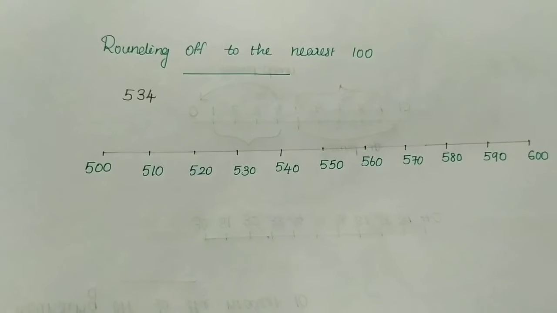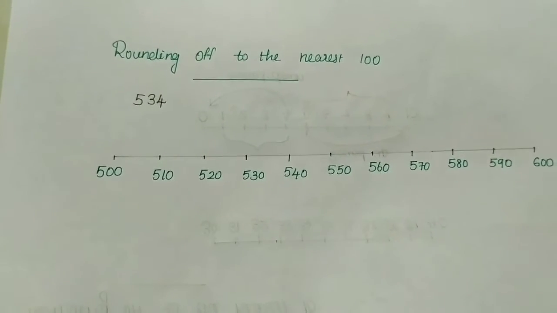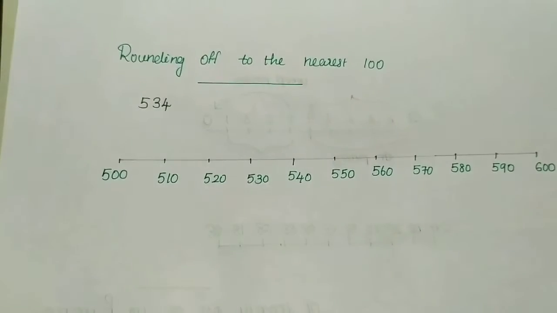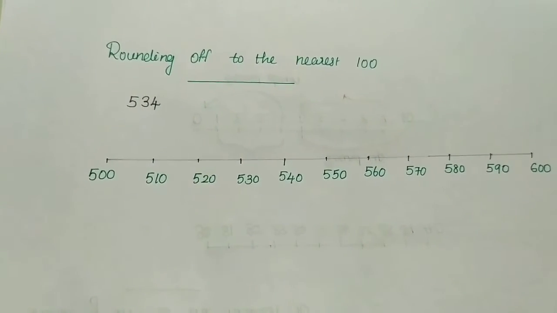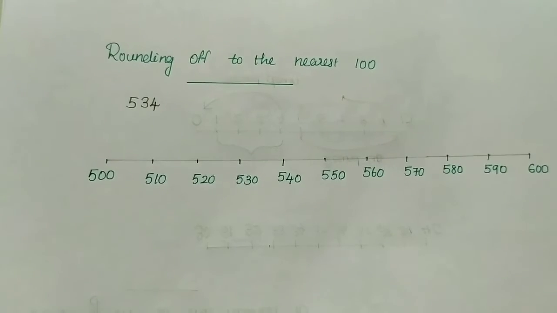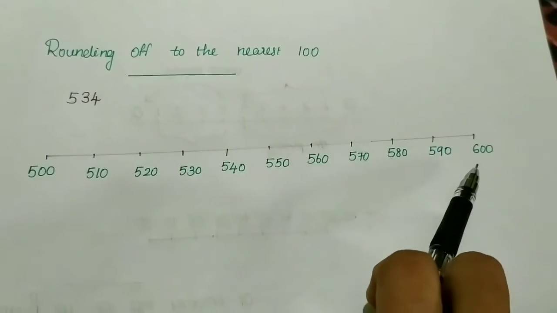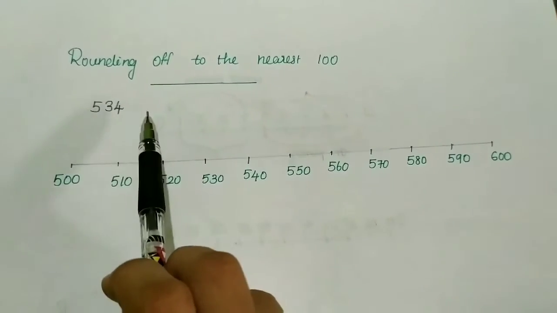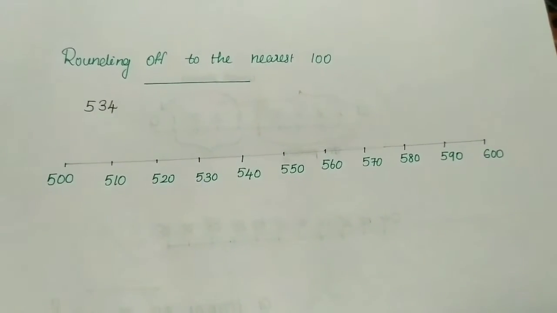Next, let us learn how to round off numbers to the nearest 100. For that, consider a number 534. 534 is between 500 and 600.